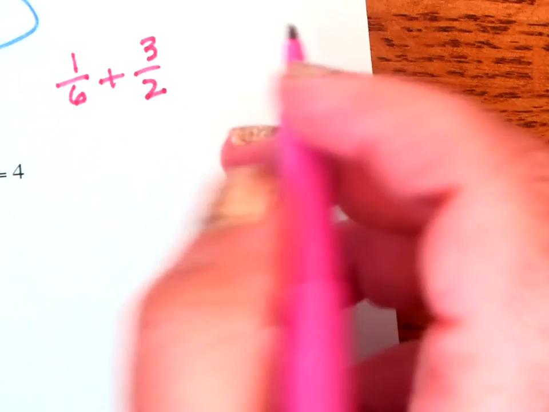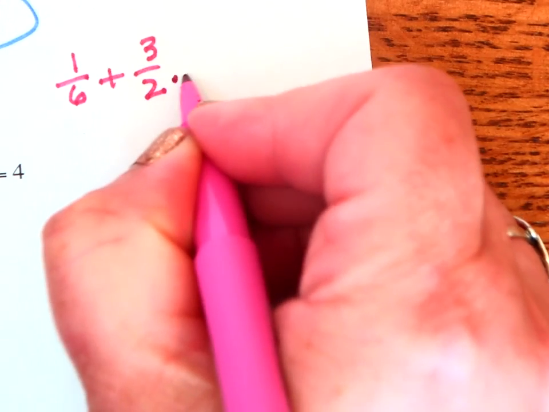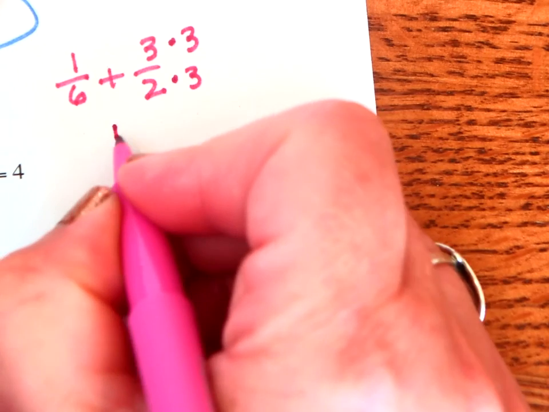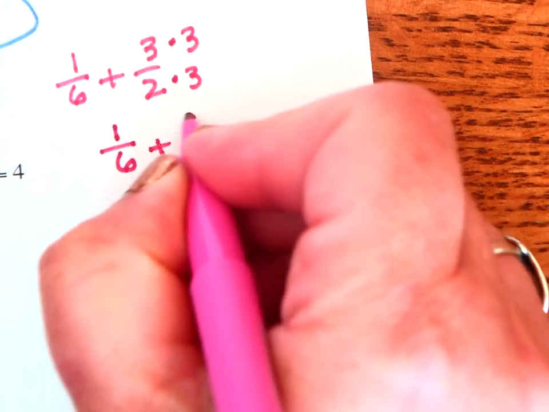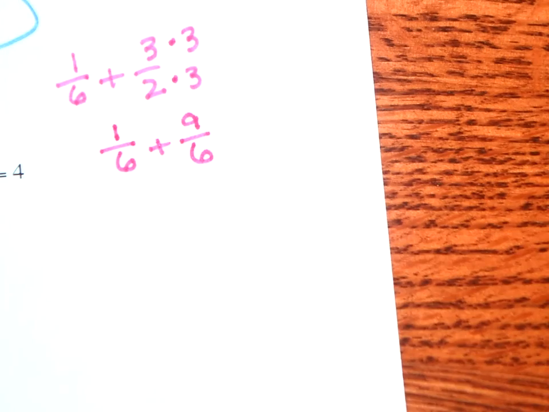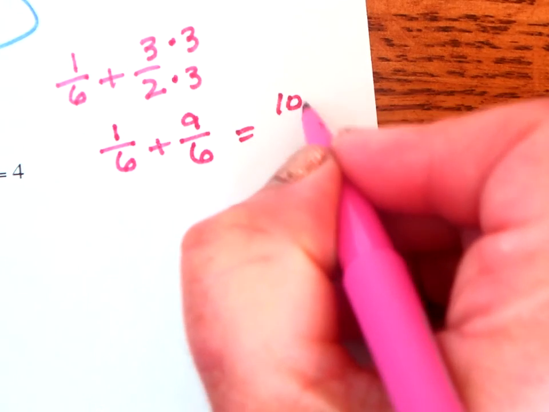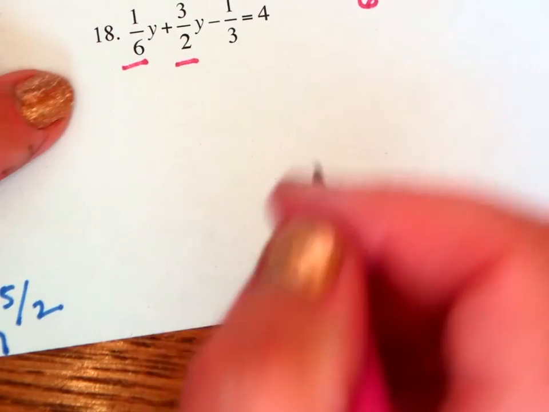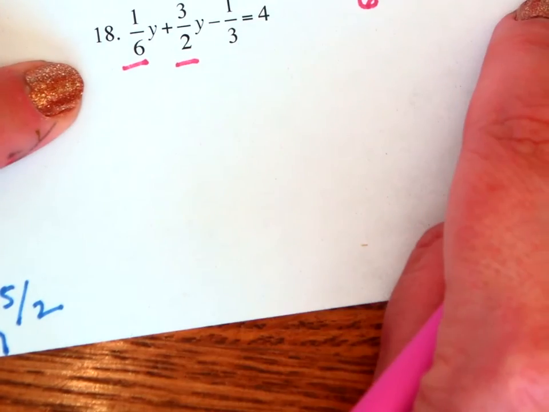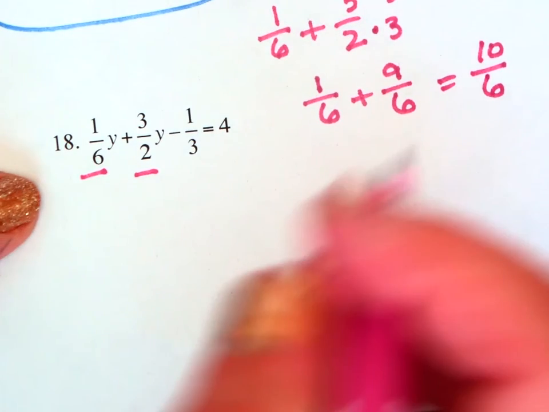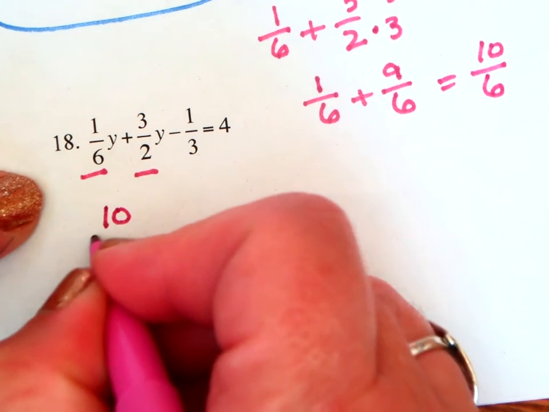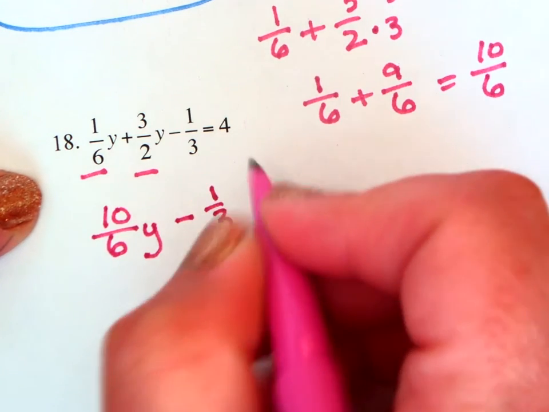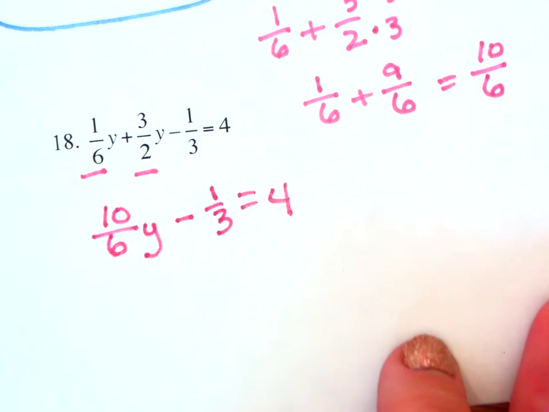Okay, and the common denominator will be 6. So I'm going to multiply this by 3/3. So I'm going to have 1/6 plus 9/6, which would be 10/6. Okay, so moving it back over here, and this time I think I'm just going to actually write 10/6 y so I don't run out of room. Okay, so I'm going to have 10/6, don't forget the y, minus 1/3 equals 4.